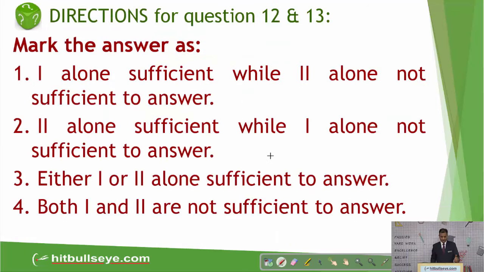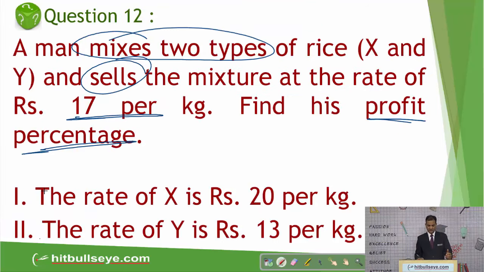That means the answer will be the fourth option. In this case, both first and second are not sufficient. So the answer will be the fourth option. More information is required, that is, in which ratio they have to mix the mixture.